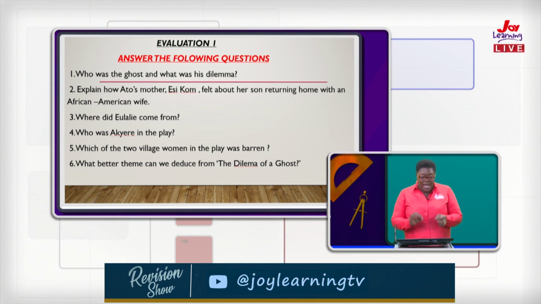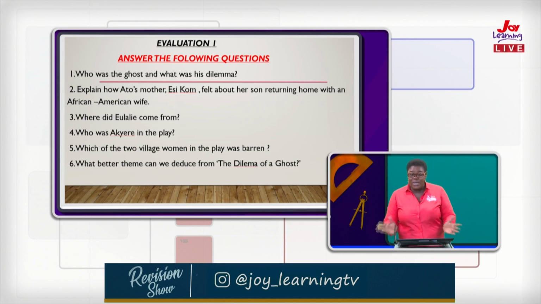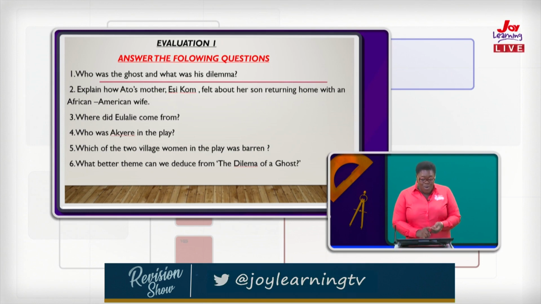Okay. So it was Ato who was the ghost. And he was in a dilemma because he caused a problem, but then he didn't know who to turn to. So Ato was really in a dilemma. Thank you very much, my dear. Thank you so much. Right. So we move on.